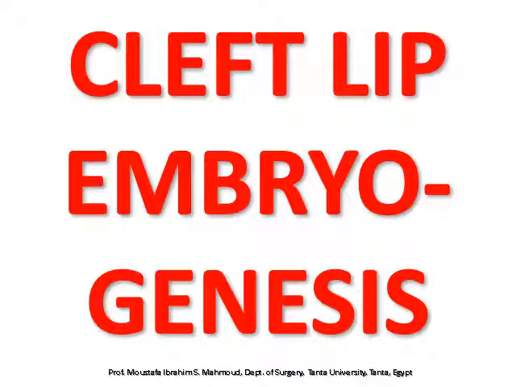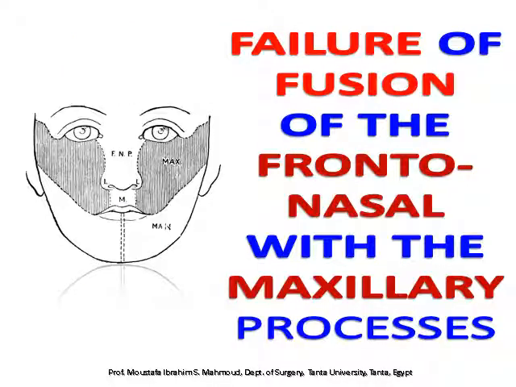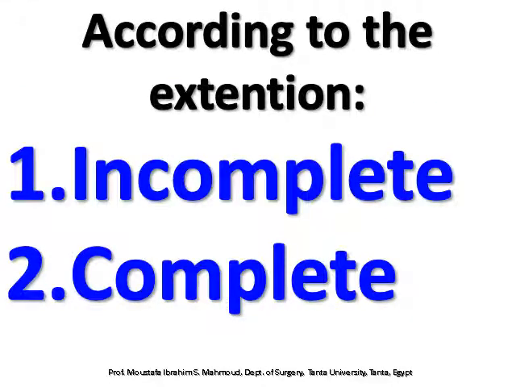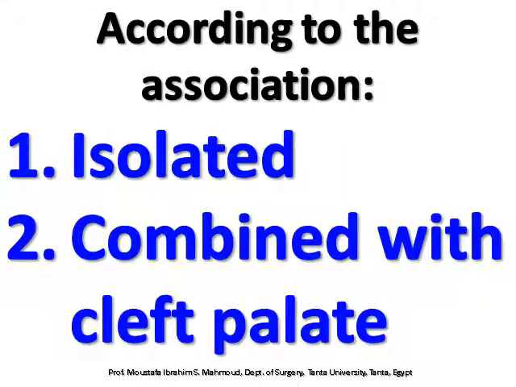Cleft lip embryogenesis. Failure of fusion of the frontonasal with the maxillary process. Classification. According to the affected side, it might be unilateral or bilateral. According to the extension, it might be incomplete or complete. According to the association, it might be isolated or combined with cleft palate.